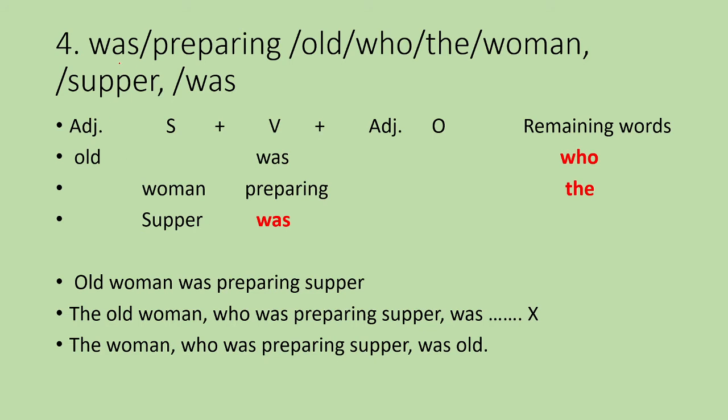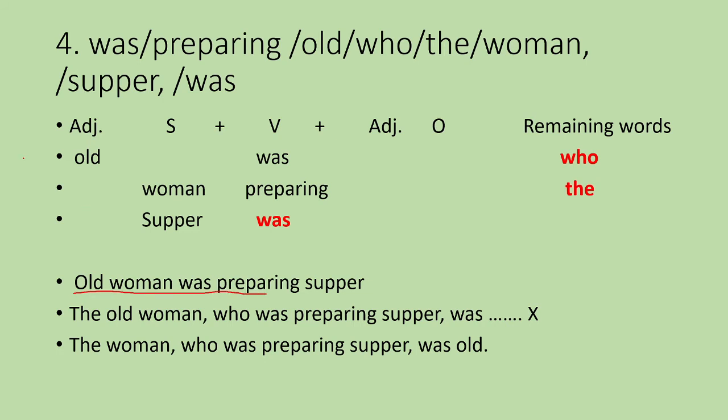So first, was will come under we. Preparing, it is also verb. Old is an adjective, it will go here under adjective. Who, you can write under remaining words. The, under remaining words. Woman, again you can write under subject. Supper, it can be subject, can be object. Then was under we. So now let's see. We have old woman, so we can start with old, an adjective, it will go with woman, so likely it seems like this only. So old woman was preparing supper.